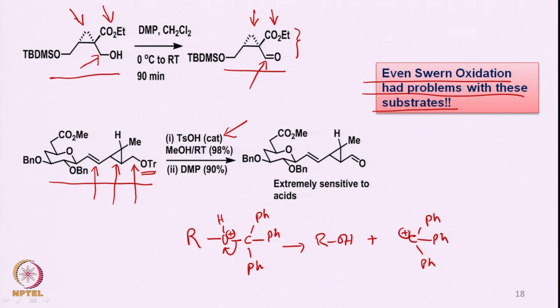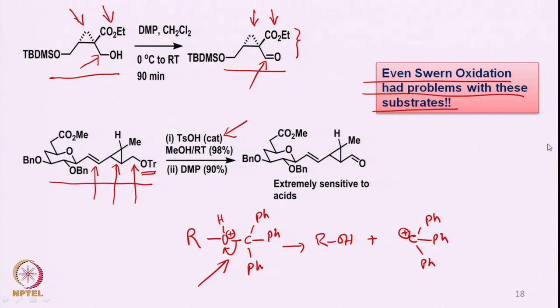So there is a very strong driving force to cleave this bond under acidic conditions. This is what is done by this tosic acid here and this methanol at room temperature. It gives 98%, it releases the corresponding alcohol here, and then that reacts with DMP, Dess-Martin periodinane reagent, to form the corresponding aldehyde in 90%.